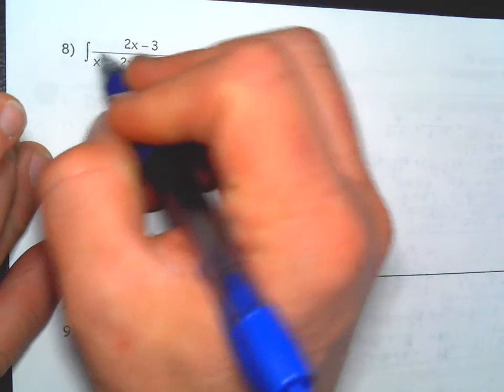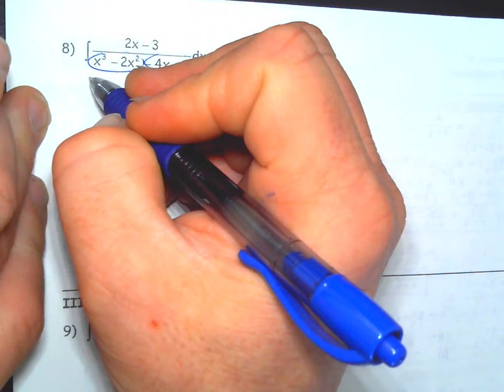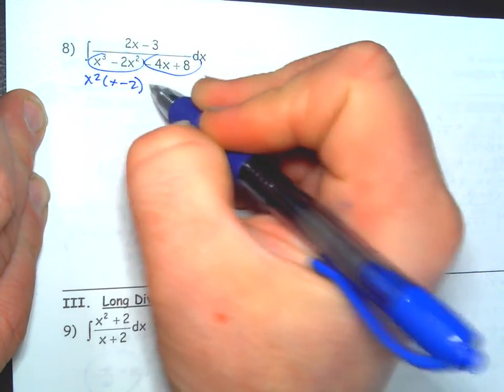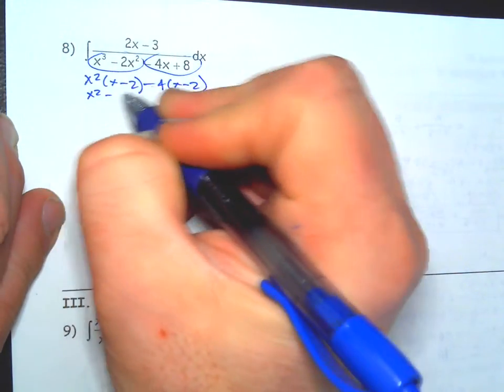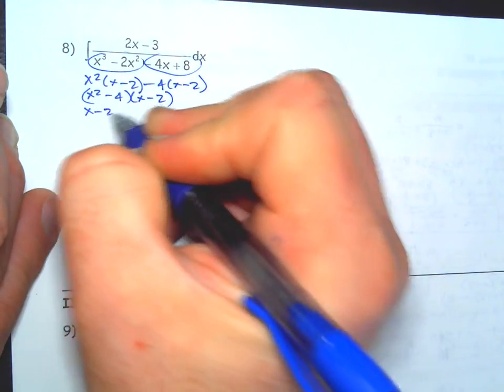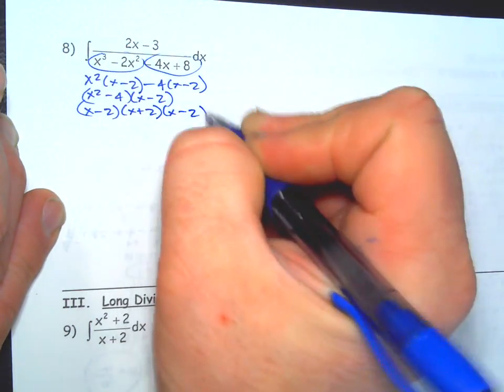Okay, we could try grouping. You could try the rational root theorem if you want, but let's try grouping real quick. Every once in a while it works. Hey, it works. Keep factoring. So we have a repeated root.